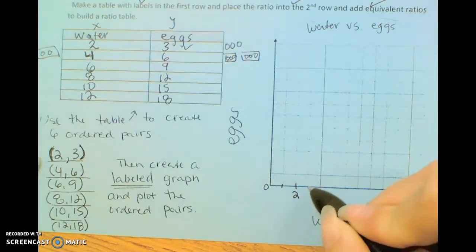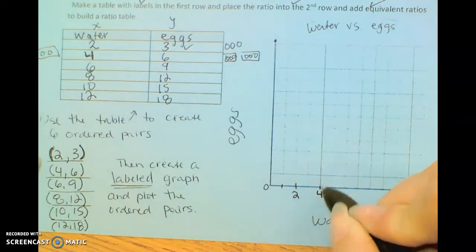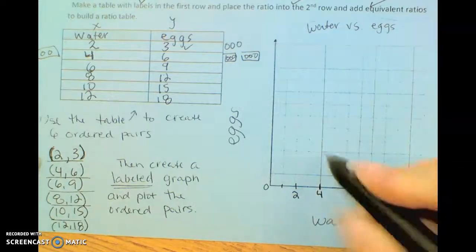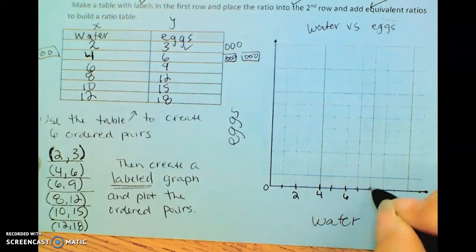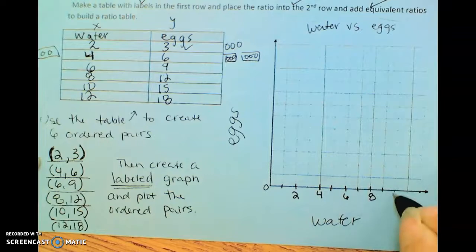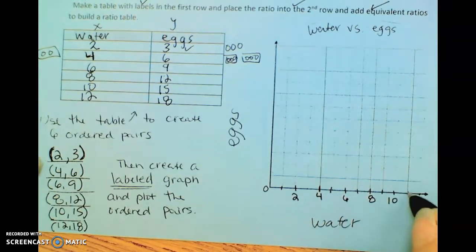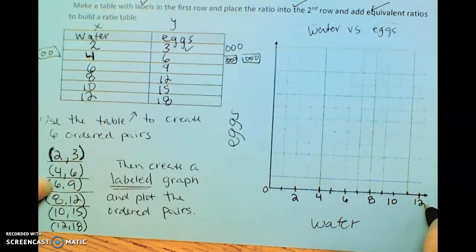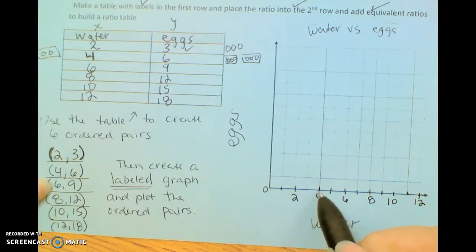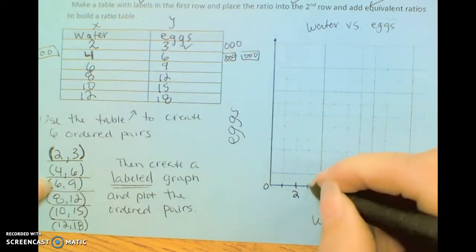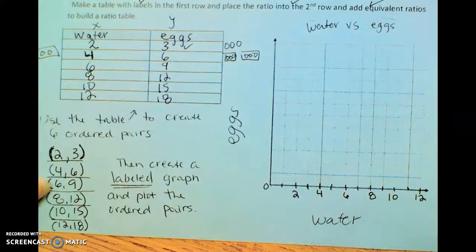So I have 2, 3, 4. Make sure you're labeling the lines and not the spaces. 5, 6, 7, 8, 9, 10, 11, 12. It's consistent. All of them are worth 1. Each line is worth 1. And I have my labels correct.